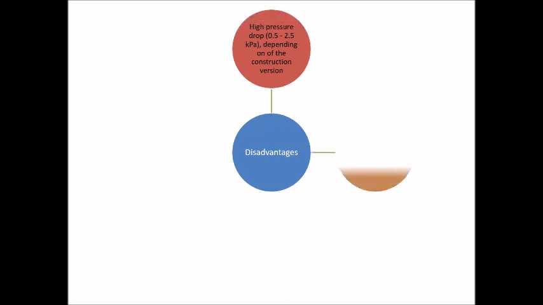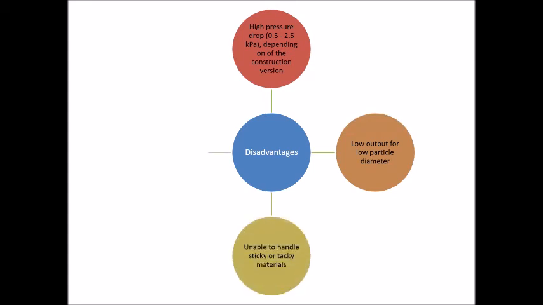Although effective, there are also disadvantages in using cyclone separators. Mainly, the standard models are not able to collect particulate matter smaller than 10 micrometers effectively, and the machines are unable to handle sticky or tacky material.